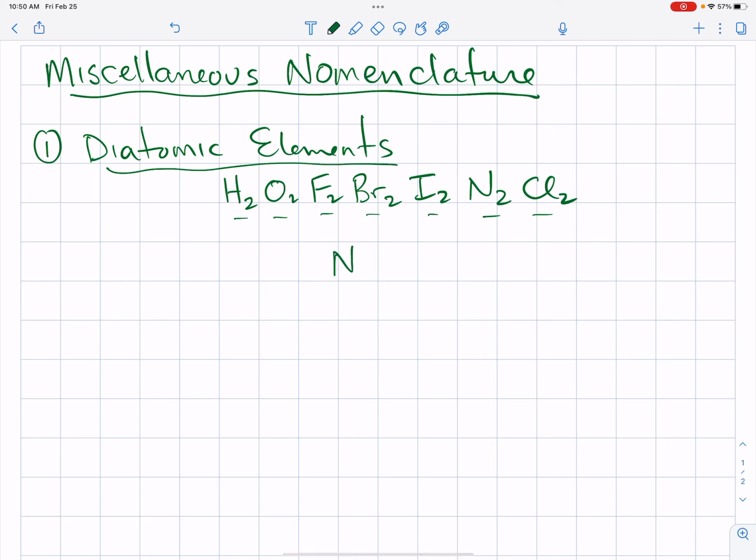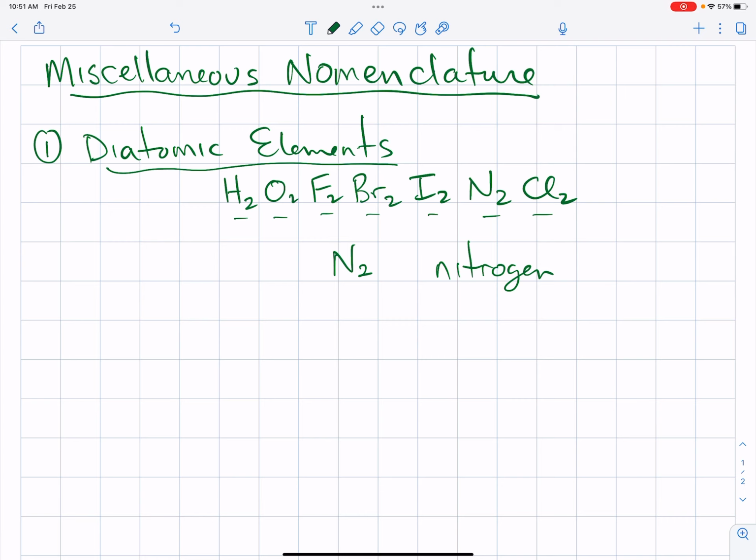If you see a chemical formula N2, then you'd call that nitrogen. Nitrogen gas is the biggest component in our atmosphere. Now, some people would make a distinction and really be very specific and call this dinitrogen. I won't be doing that. I'll just call it nitrogen.